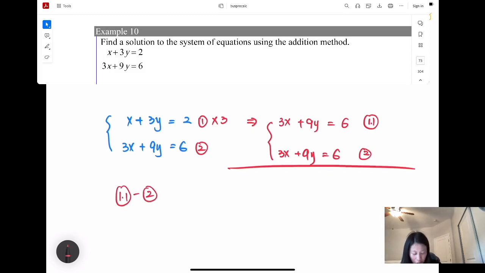When we subtract, 3x minus 3x equals 0. 9y minus 9y equals 0. 6 minus 6 equals 0. So 0 always equals 0. This is a true statement. So that means this is going to have infinitely many solutions that satisfy both equations. In these cases, we can say this is what? A dependent system.